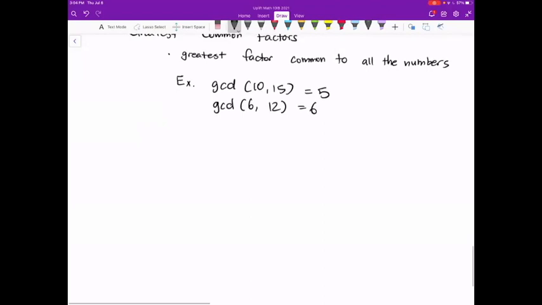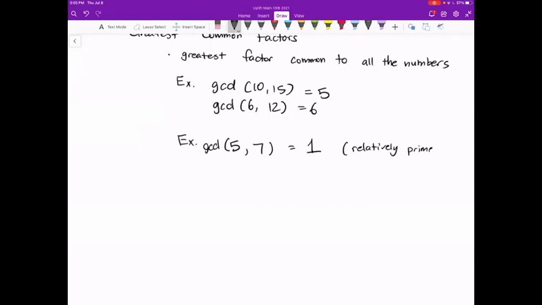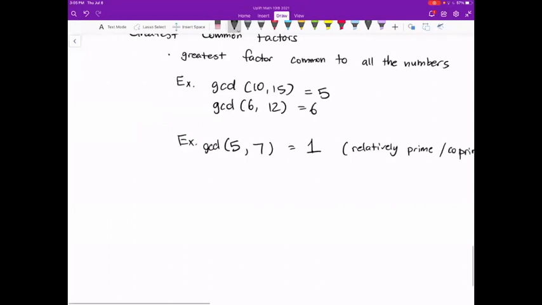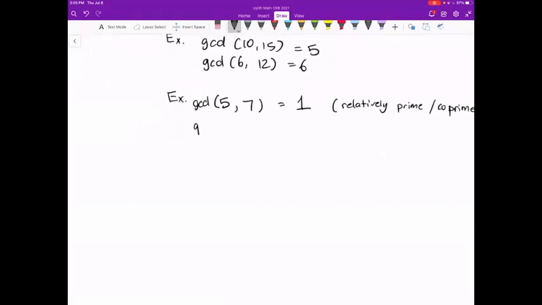Another concept we're going to go over right now is that if two numbers only have a greatest common factor of 1, then we call those two numbers relatively prime. They might not be prime numbers, but when we find the greatest common factor, it's always 1. They're called relative primes, but they're also called coprimes. Another example is 2 and 13. They only have a greatest common divisor of 1.